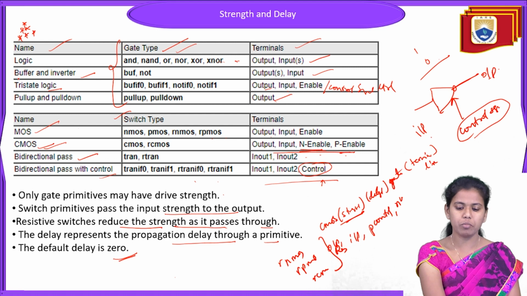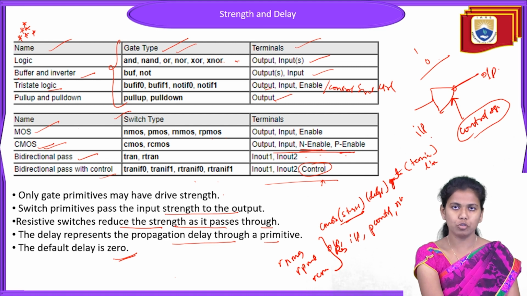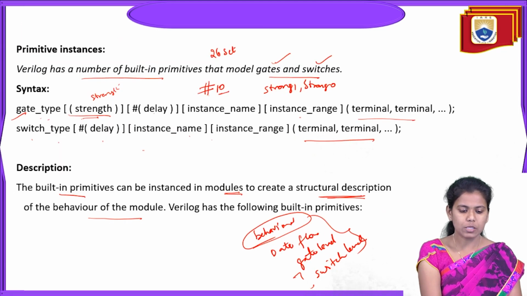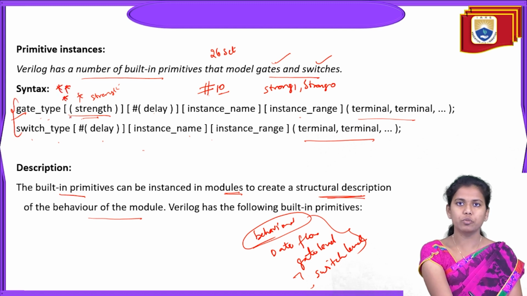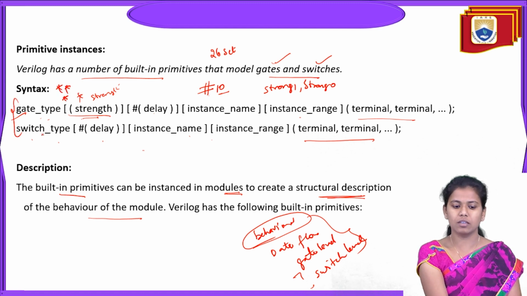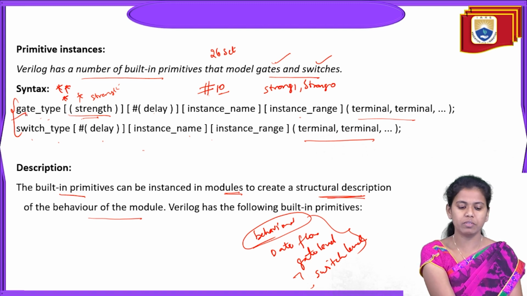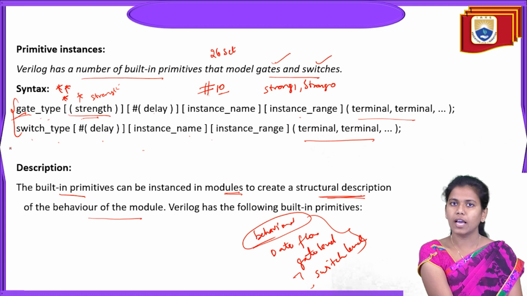This table is very important to remember from the exam point of view, and this is also very important, the syntax with the primitive instances. So this particular syntax is very easy to remember. This one is with respect to the gate primitive and then with respect to the switch primitive. So here if you observe in the gate primitive, there is a necessity of writing the strength of a signal.